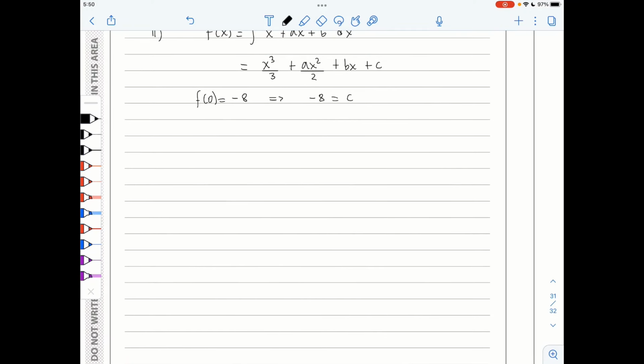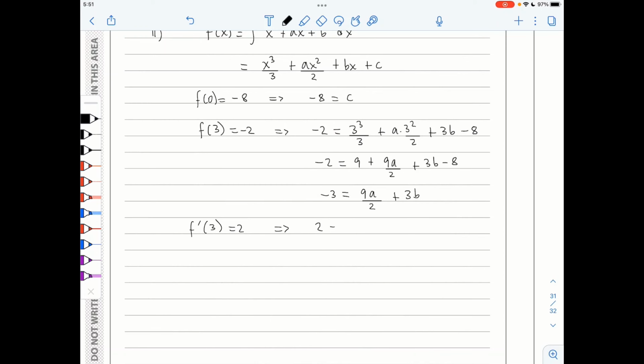We also know that we pass through the point (3, -2), which means that f of 3 is -2, and therefore -2 is 3 cubed over 3 plus a times 3 squared over 2 plus 3b, and the value of c, which was -8. So -2 is 9 plus 9a over 2 plus 3b minus 8. So 9 minus 8 is 1. I will take it to the other side. Minus 3 is 9a over 2 plus 3b. We also know that the gradient at x is 3 is 2. So in other words, f dash of 3 is 2. And we do have the expression for f dash of x. It was x squared plus ax plus b. So we get 2 is 9 plus 3a plus b. So minus 7 is 3a plus b.